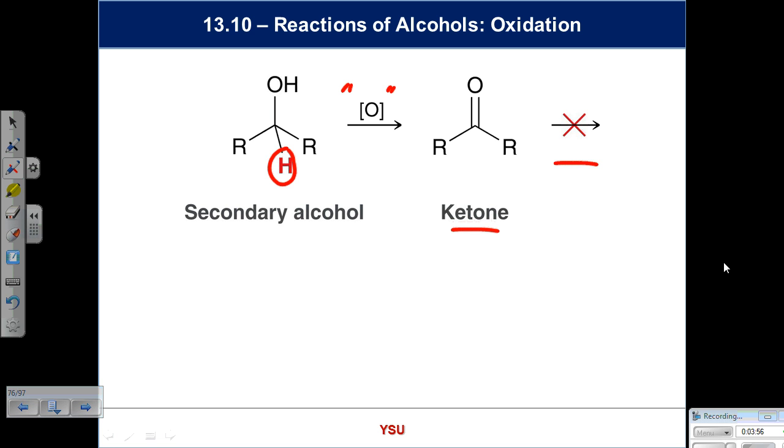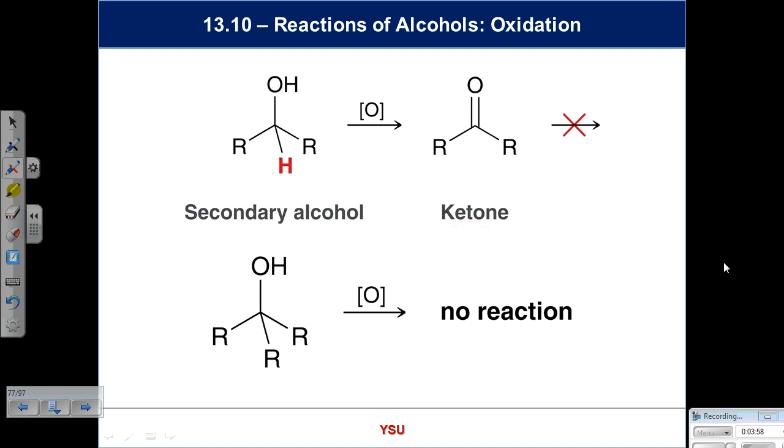And then be very careful with this one. If you have a tertiary alcohol, it will not react with an oxidant under normal conditions. Why is that? No hydrogen, simple as that. No H to remove or replace, and therefore it's not going to happen. So that's going to, again, differentiate that alcohol from the other different types.